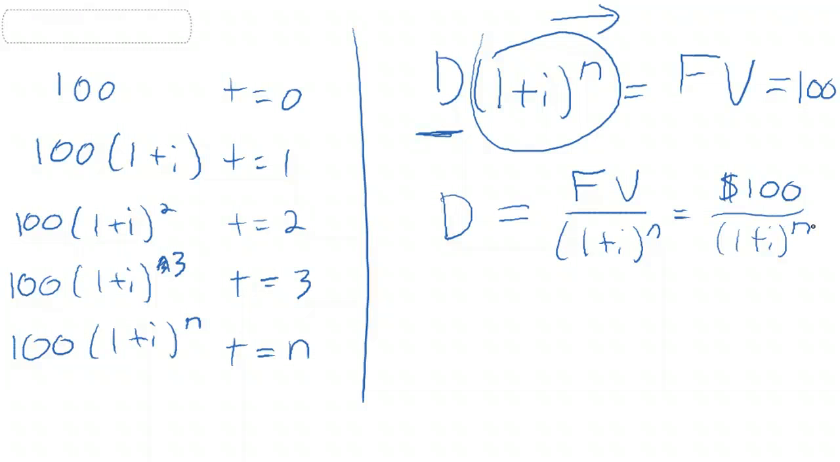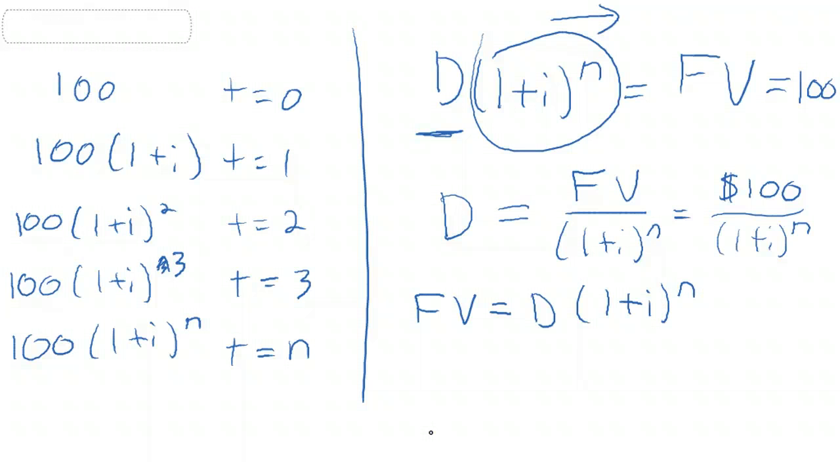Okay, fair enough. We've answered our second question. And we have two equations. The first equation is if I want to figure out the future value of a certain deposit, I just take that deposit times 1 plus I to the n.